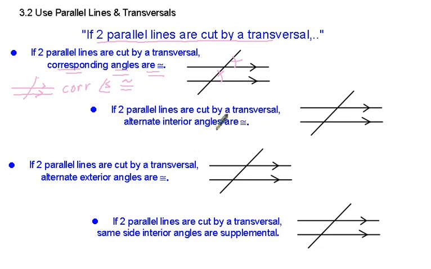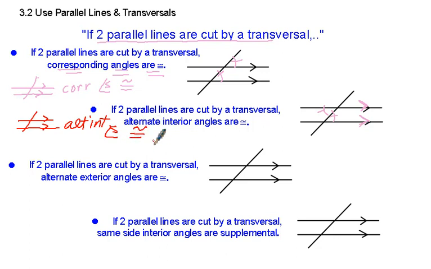We also know in this section that if two parallel lines are cut by a transversal, alternate interior angles are congruent. So we would look at alternate interior angles are congruent. Notice that we have the arrow symbol on both lines to show they are parallel. So we have if two parallel lines are cut by a transversal, alternate interior angles are congruent.